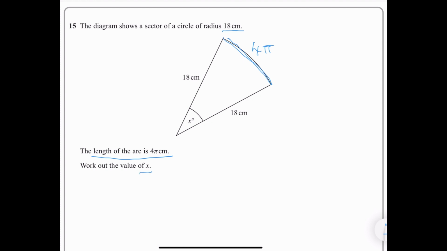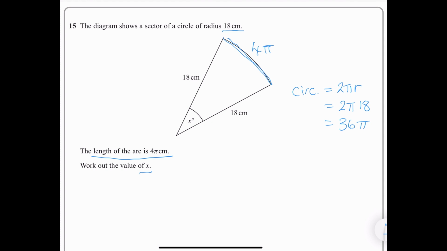Right, so if I had a full circle, I know that I could get the full circumference. That would be 2 pi r. So 2 times pi times 18, or 36 pi. Okay, that's the full one. I don't have the full circle. I only have a small part of it. And that part that I have is 4 pi.